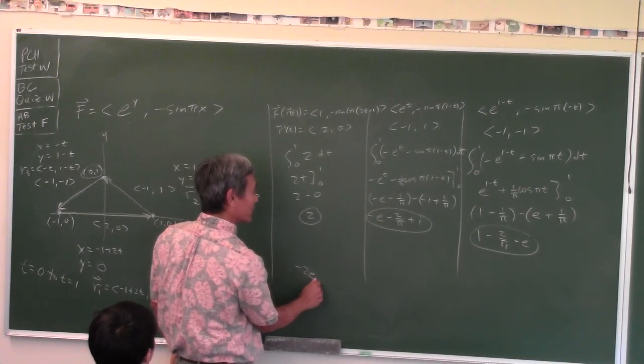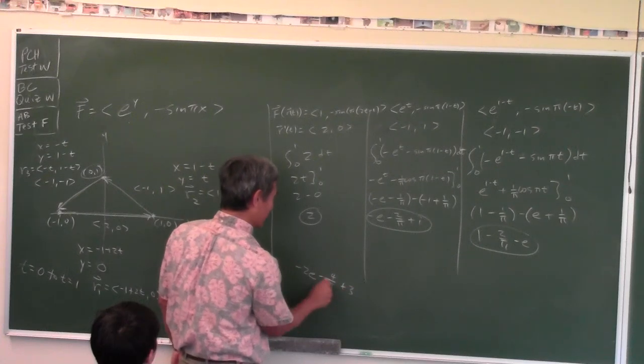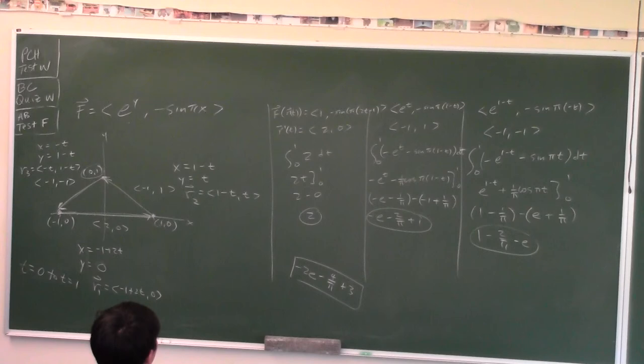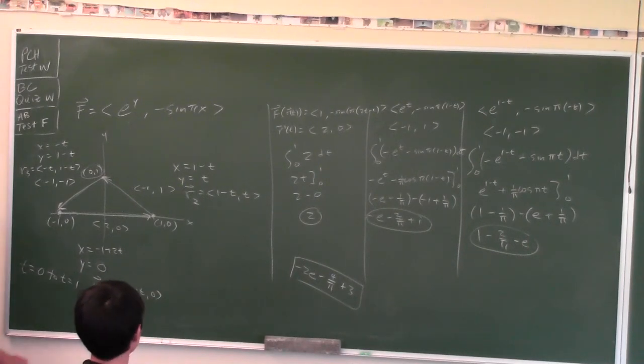Negative 2e minus 4 over pi plus 3. This is the total work. Is that the answer they have? Hope we didn't do anything wrong. So again, a lot of computations, just what you guys like. Wait, plus 3? Did something go wrong? You mean plus 4, because 2 plus 1 plus 1. Oh, there you go. See, look, they have 4 too. But they have 2e. Yeah, you put 2e. Oh, yeah, I got 2e. I can't even add 2 plus 1 plus 1.